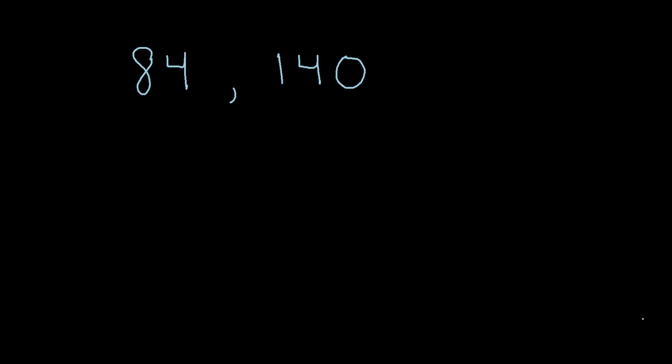In this video, we will talk about how to find the least common multiple of large numbers. So I have a couple examples for us to work through here. Let's check out the first one. Let's find the least common multiple of 84 and 140.